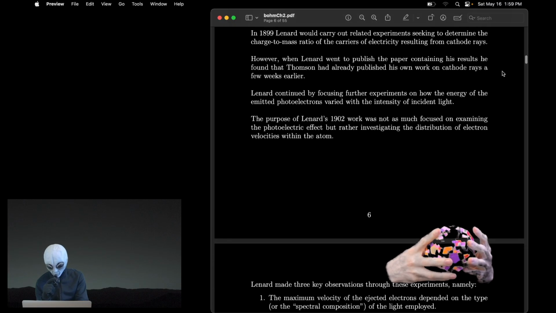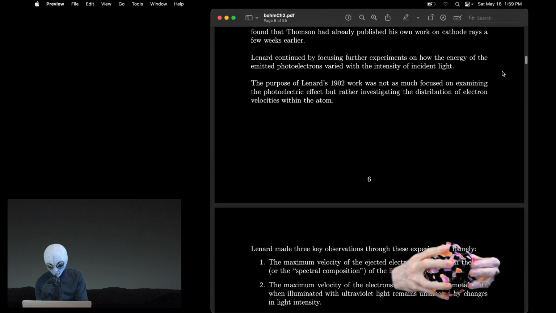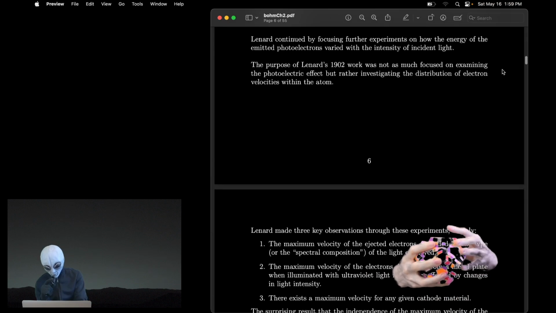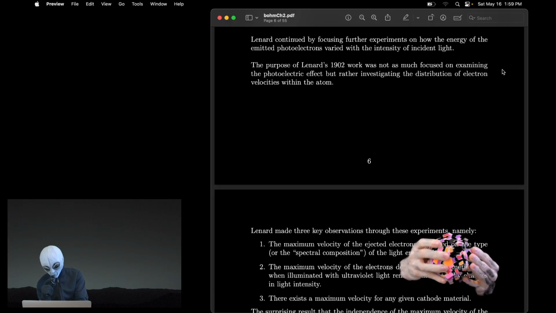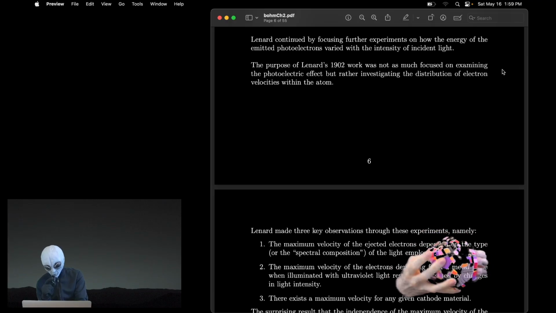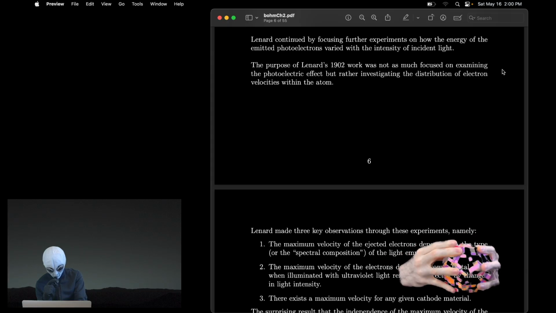Lenard continued by focusing further experiments on how the energy of the emitted photoelectrons varied with the intensity of incident light. The purpose of Lenard's 1902 work was not as much focused on examining the photoelectric effect, but rather investigating the distribution of electron velocities within the atom.